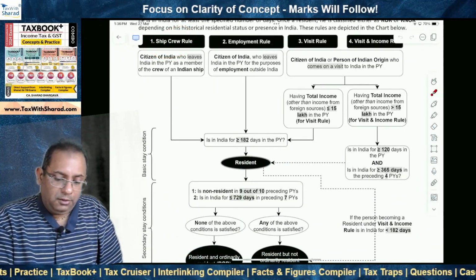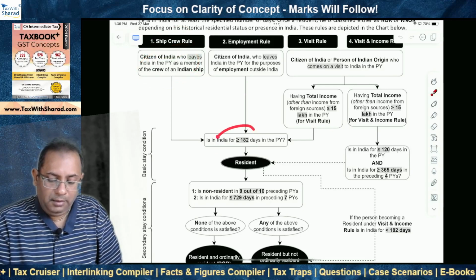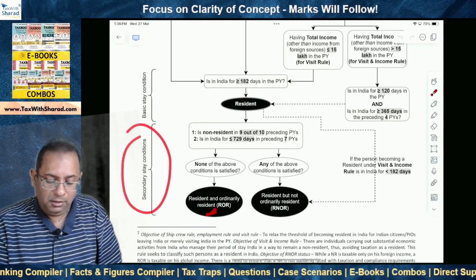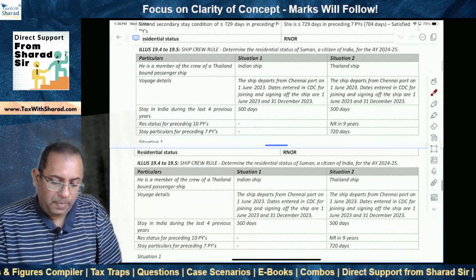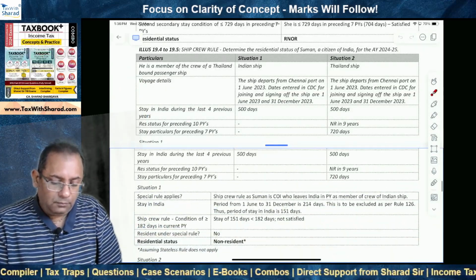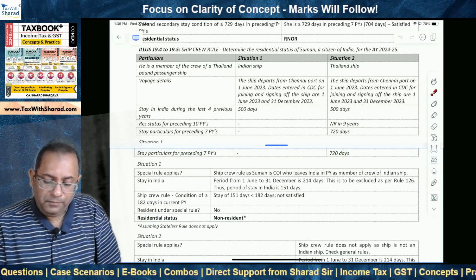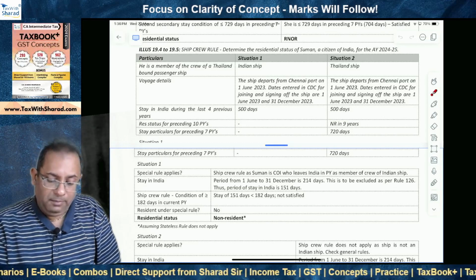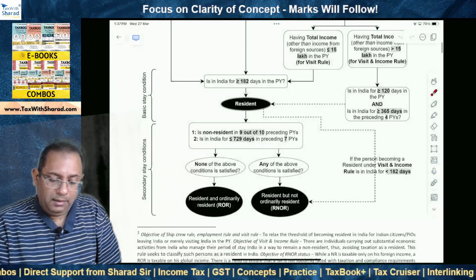If you look at the special rules, this is the ship crew rule that we discussed some time back. A citizen of India leaving India in the previous year as a member of the crew of an Indian ship becomes a resident if he stays 182 days or more in the previous year, and then we check the secondary stay conditions for ROR or RNOR. So we need to figure out the stay in India, and for that, rule 126 will apply, which we discussed some time back.